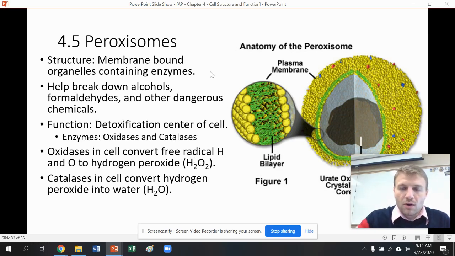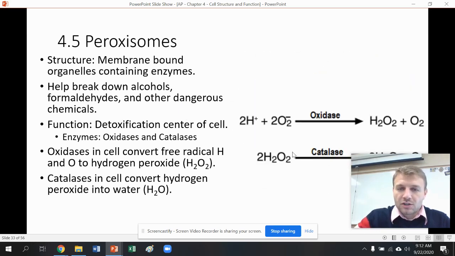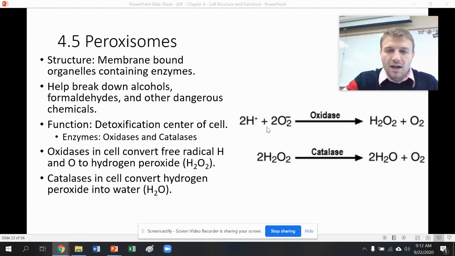So what the peroxisomes do is within their membrane, they have enzymes that convert the free radical hydrogen ions and these oxygen ions into hydrogen peroxide, H2O2. That looks very close to water, and yes, it is very close to water, but remember, structure determines function. This doesn't mean that it is water. It actually has very opposite properties of water. Where you need water for life, you actually die when you have too much hydrogen peroxide within your system.